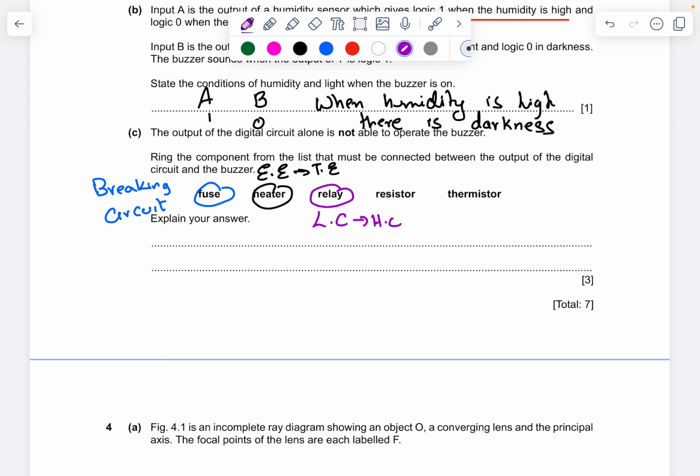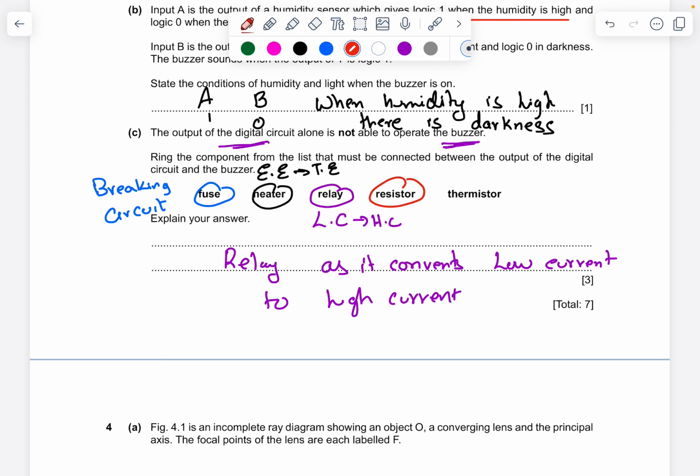So over here, the digital output is not sufficient for the buzzer, so we have to convert it into high current. Therefore, the relay is going to be the best one, because it converts low current to high current.